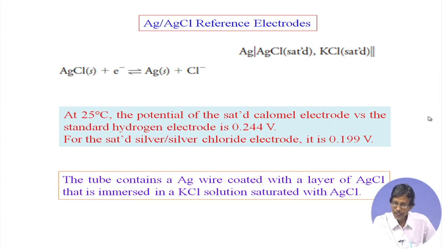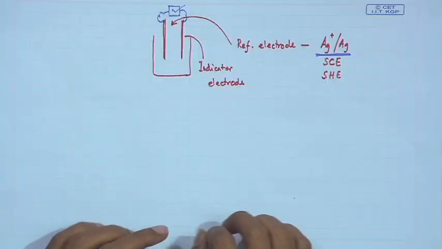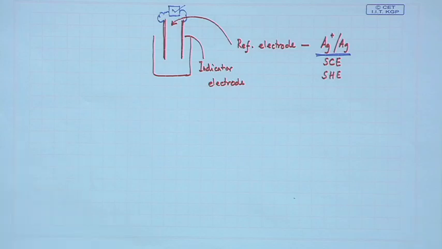What we see next is how we can utilize these half cells, the reference electrode and the indicator electrode, for your titrations, which we can consider as potentiometric titrations. That we will see in our next class. Okay, thank you very much.